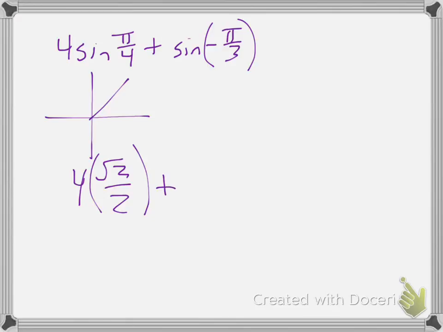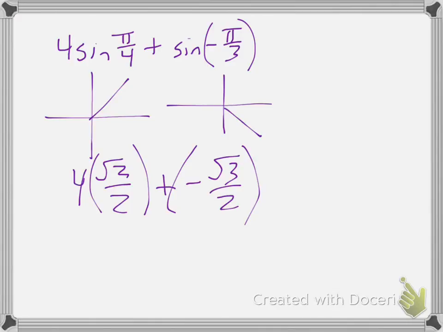Plus sine, oh wait, first of all, when I do this, pi over 4 is in the first quadrant. So therefore, the value is positive, right? Okay. Next one, we want to take into account that I'm in the fourth quadrant, sine is going to be negative. So whatever it is, I got to make it negative. What's sine of pi over 3 then? Square root of 3 over 2.